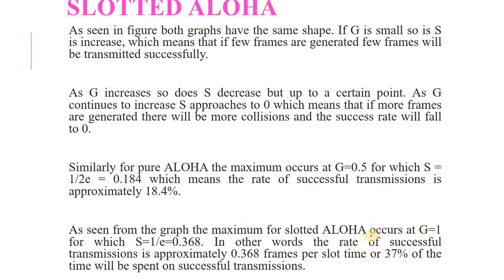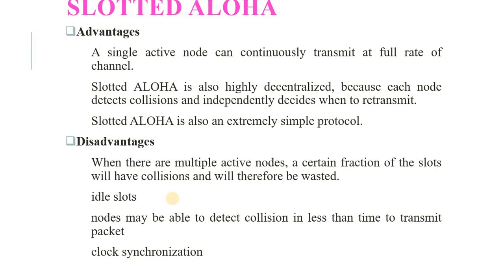In other words, the rate of successful transmission is approximately S equals 1 by e, which is 0.368, and if we calculate the percentage, it is 37%, while in pure ALOHA it is 18.4%, so it is almost double. So the efficiency of slotted ALOHA is double that of pure ALOHA, because fewer collisions occur than in pure ALOHA.